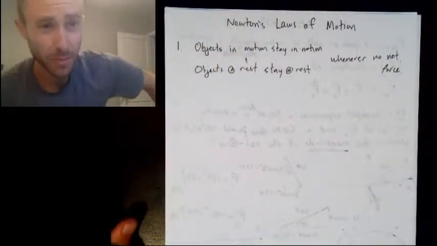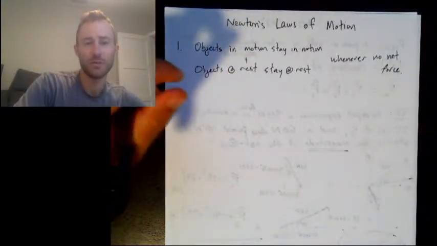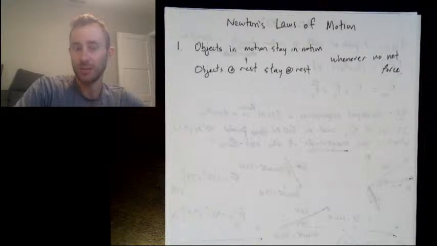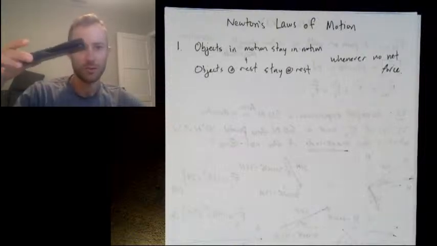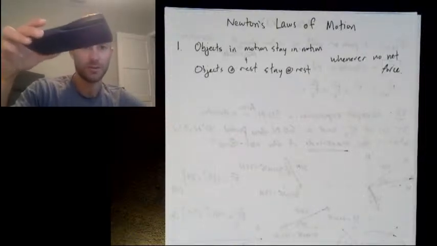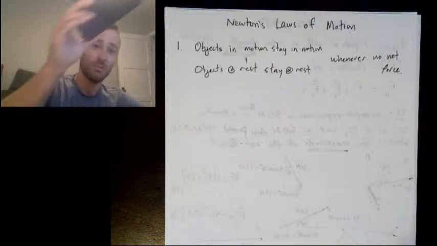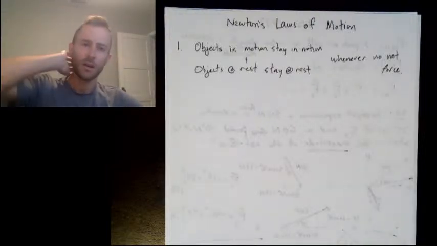Okay, so I like to think about sort of the converse of Newton's laws of motion. So what would be the converse of Newton's first law of motion? It would be objects in motion do not stay in motion. Objects at rest do not stay at rest. So that would mean things that are moving can stop moving spontaneously, or things that aren't moving can start moving spontaneously.